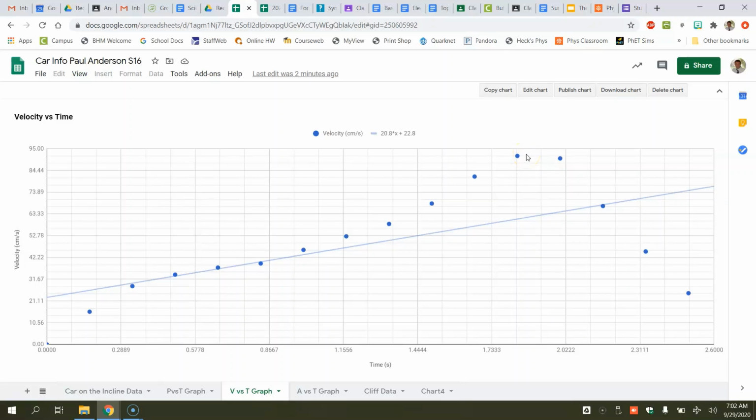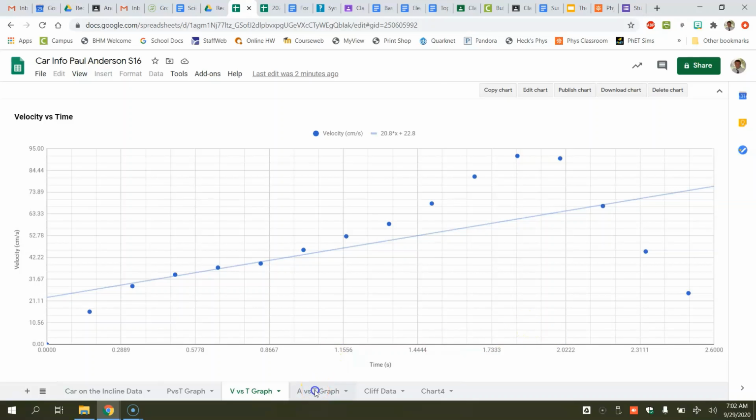Now on a side note, you can see that there would be area underneath this set of data, and that would represent the displacement that the car has traveled. So that was one of the things that we can get from a velocity versus time graph as well.